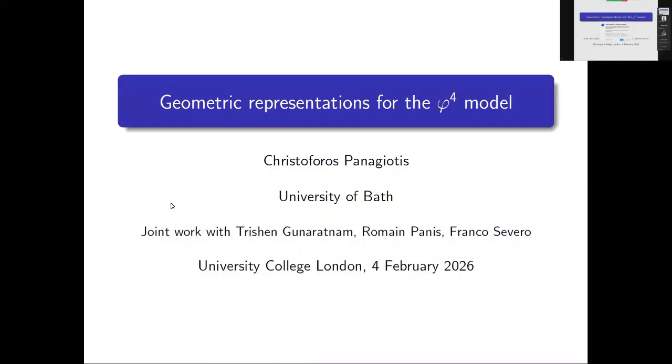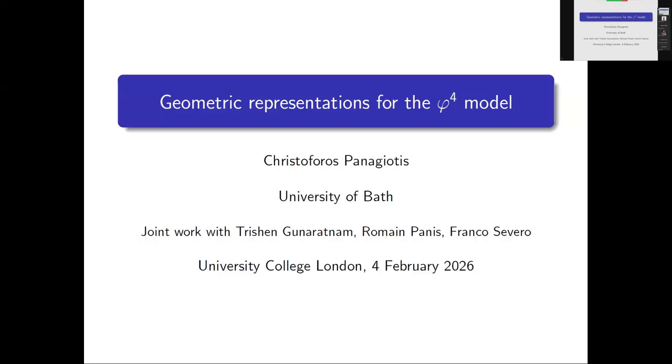What I'm going to talk about is the φ⁴ model. And the φ⁴ model is a spin model, which I will show is closely related to the Ising model that maybe some of you are familiar with.